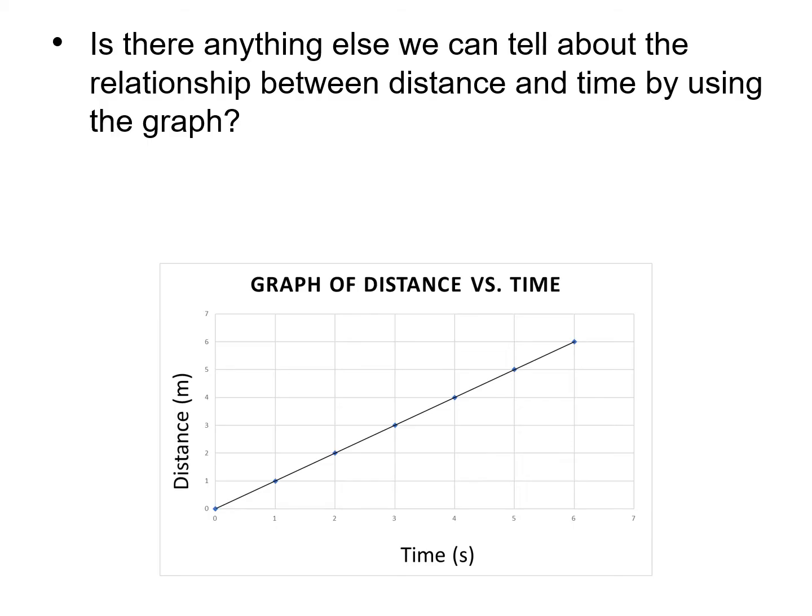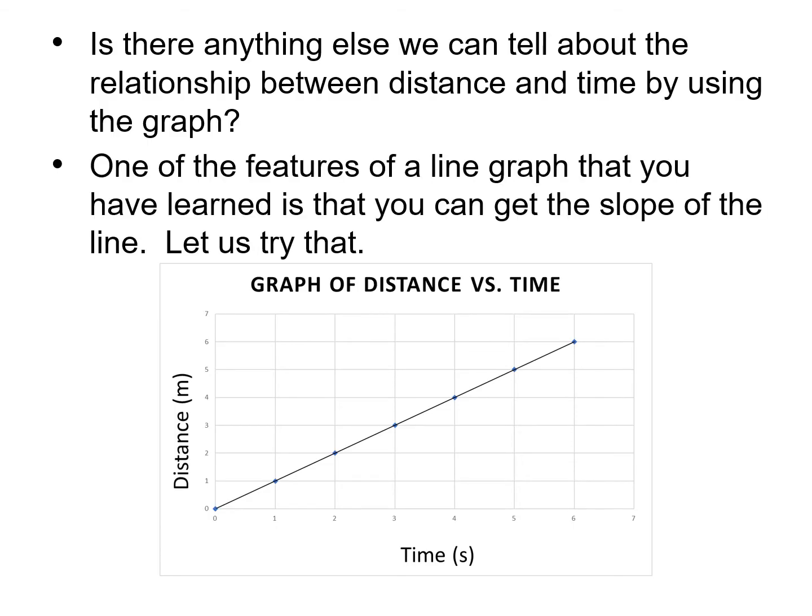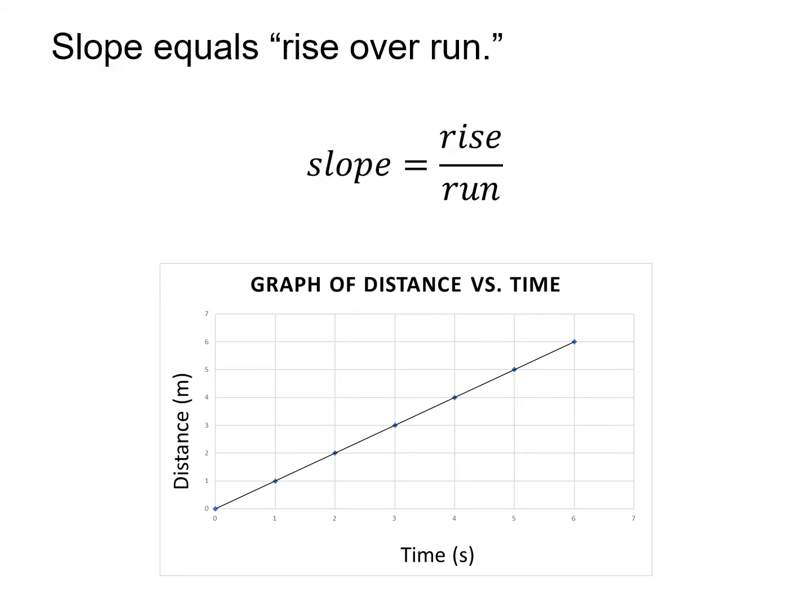The fact that we can see there is a direct relationship is useful, but is there anything else that we can tell about the relationship between these two variables, between distance and time, by using this graph? Well, in math class, your teacher has taught you how to get the slope of a line. Let's try that. Slope is rise over run, so it's the vertical change over the horizontal change.